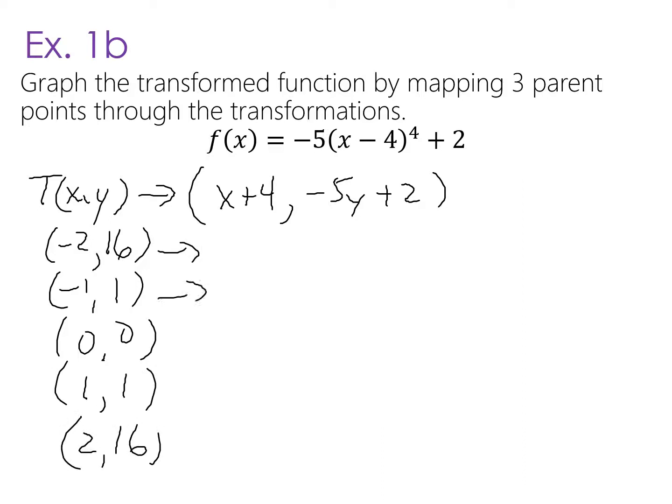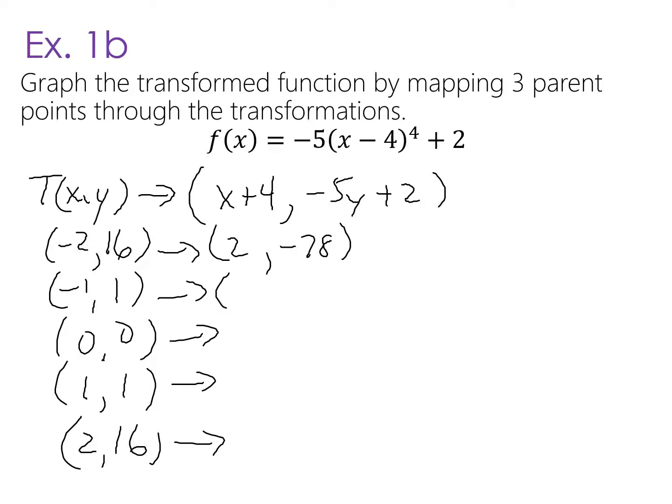And we're going to put those through all the transformations. x plus 4. So negative 2 plus 4 gives us 2. Negative 5 times 16 is negative 80. Negative 80 plus 2 ends up being negative 78. So already you can kind of see our values are pretty low in this case.